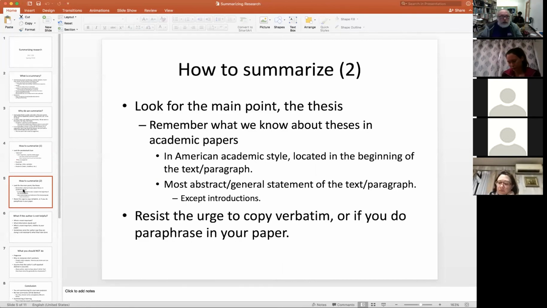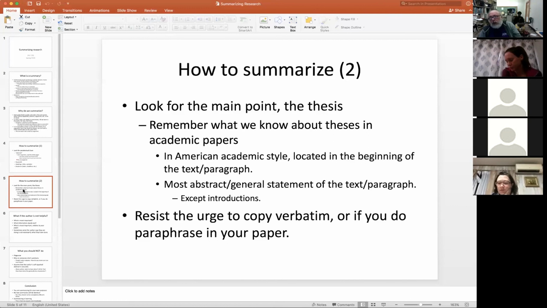So the other thing that you should do, of course, is as you read the paper, look for the thesis of the paper. Look for the main point, the place where the author says, this is what I have proven, this is what I have demonstrated, this is what I have done, okay? And remember, we talked about this in American academic style, these theses will be at the beginning of the paragraphs, right? So that's an easy place to be looking for them.